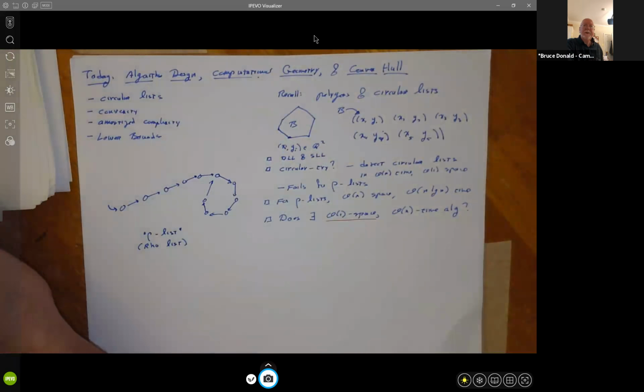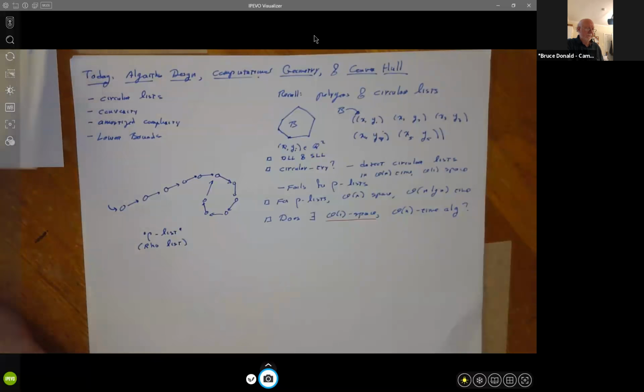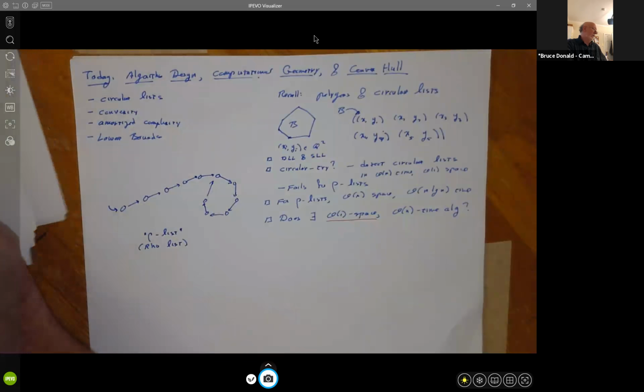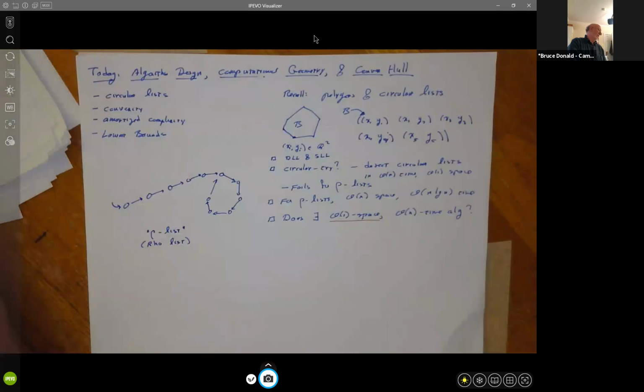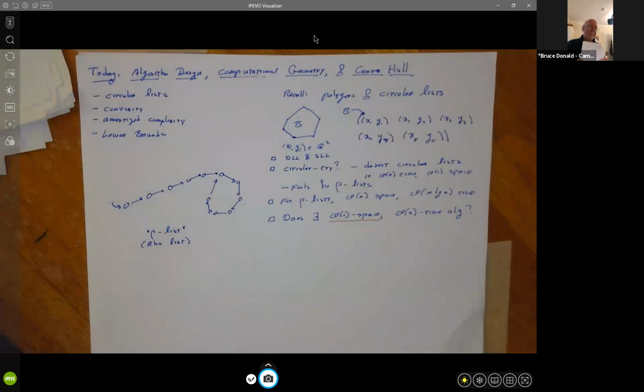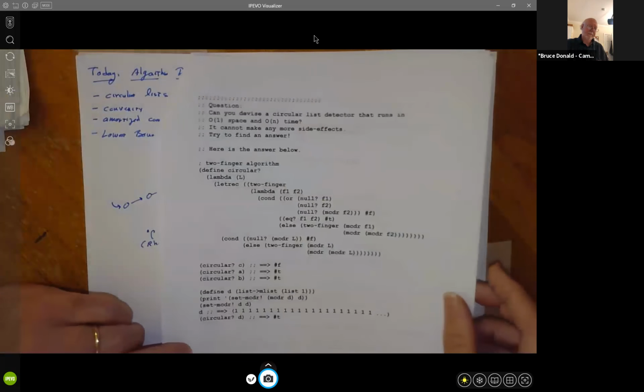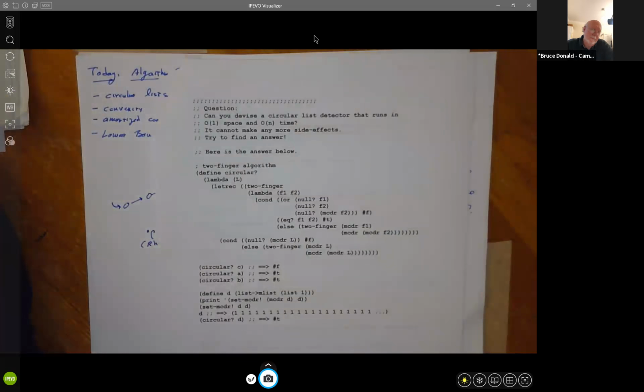Yes? Is there any reason you use mutable lists as opposed to non-mutable lists, using mcdr? If I don't do that, okay, yes, there is. Can you think what it is? So I guess the list would have to be implemented as a mutable list, but I was sort of questioning why F2 and F1 would have to be implemented as mutable pointers.